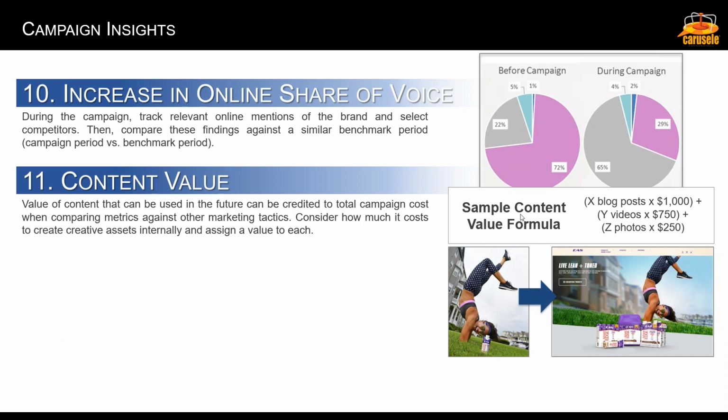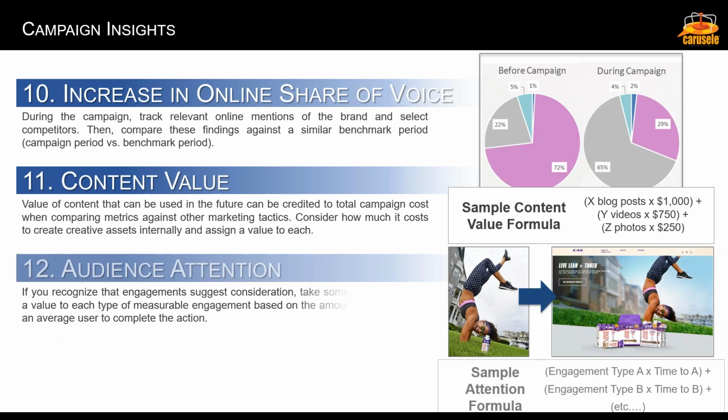So here's a sample formula for how you do it. What would you pay to get a blog post written? $1,000? What would you pay to get a video created? $750? What would you pay to get a photo? $250? You can change those numbers to whatever you feel. And then how many blog posts plus how many videos plus how many photos? That's the content value of what was produced during your program.